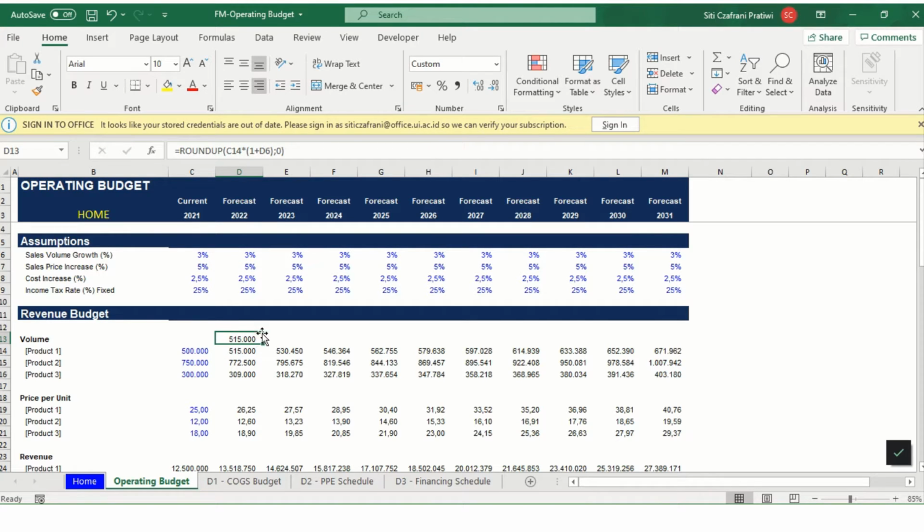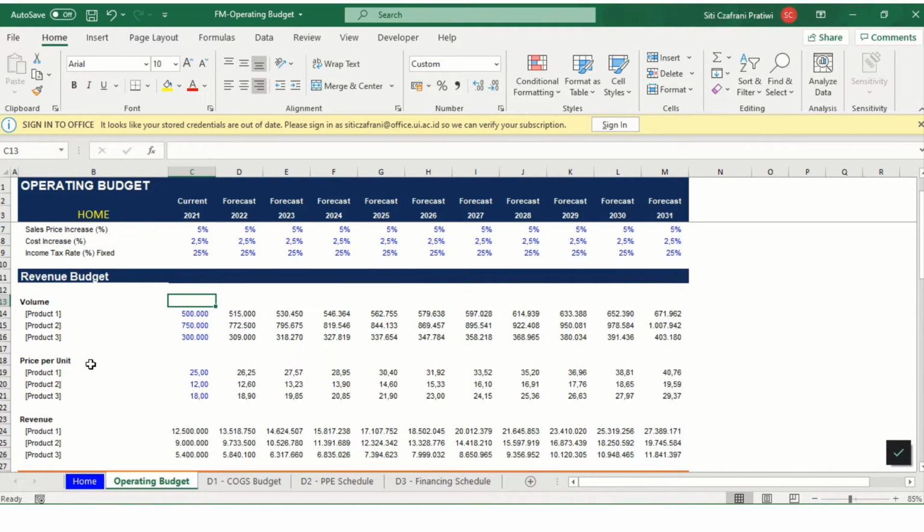And I will just drag to the right for the rest of the year. For the rest of the forecasted years, you just need to drag it to the right, and you will have the volume for year 2022 up to year 2031. So that's how you calculate the product volume. This is for product one, and if you have more than one product, you do the same things as product one here for the rest of your products. And that's the sales volume.